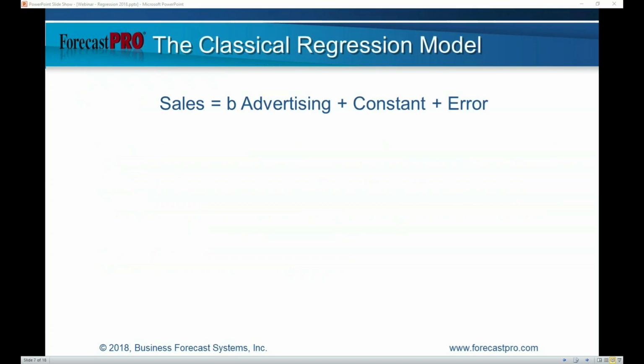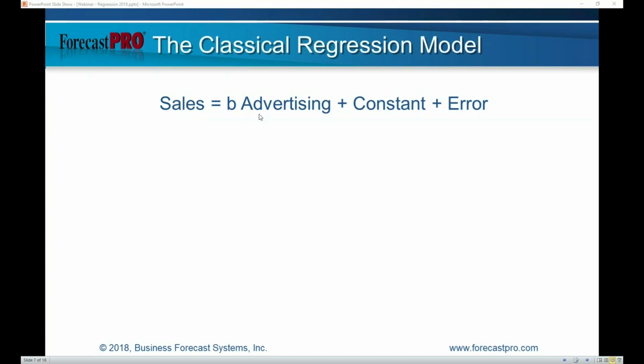Okay, now we're going to just very quickly get across what's called the classical regression model. And this is the basis for all the dynamic regression models. The basic idea is you have a variable you're trying to forecast, in this case, sales. We sometimes call that variable to be forecasted the dependent variable. You are relating sales to another variable, in our example, advertising. Advertising is called an independent variable or an explanatory variable.